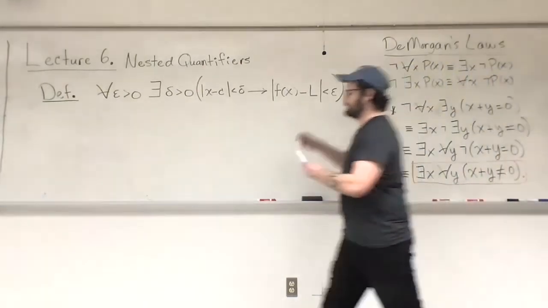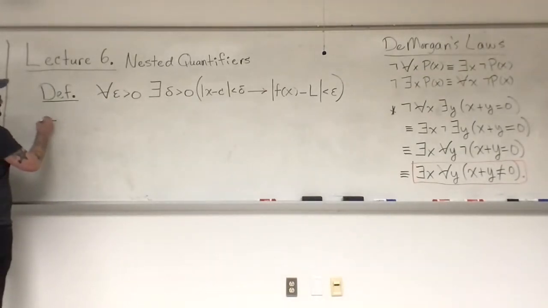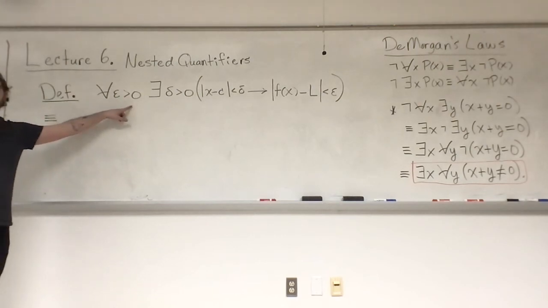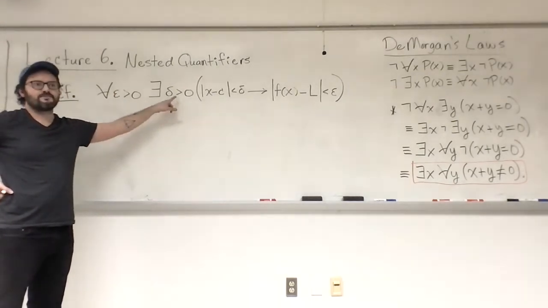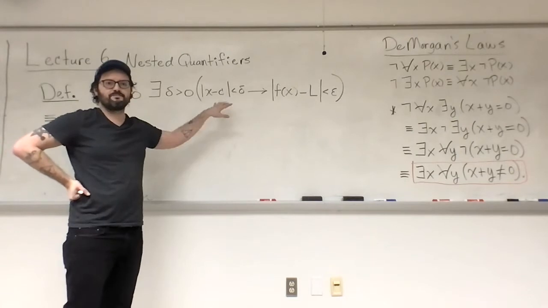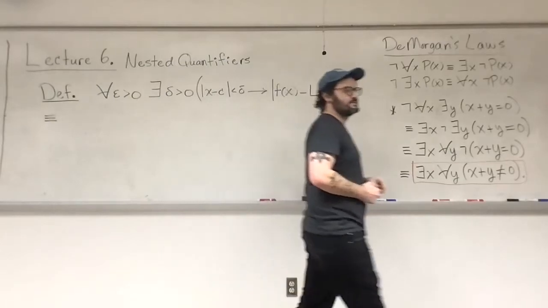Something is equivalent to this. So this is logically equivalent to some statement. Any guesses? Well, maybe we should read it out loud. For every epsilon greater than 0, there exists a delta greater than 0, such that if, so that's the conditional right there, if the absolute value of x minus c is less than delta, then the absolute value of f of x minus L is less than epsilon.